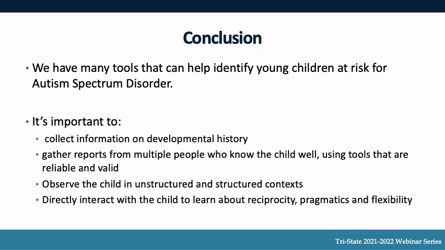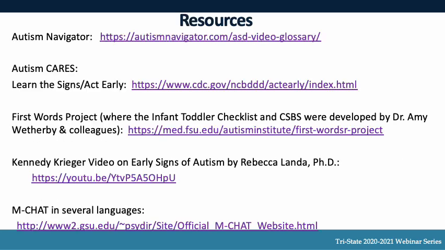Also hope that you'll take away the message that it's really important to address this evaluation in a comprehensive way, and we outlined 5 elements of that evaluation process today: developmental history, reports from multiple people using well-validated measures, observing the child in structured and unstructured contexts, and directly interacting with the child to look at reciprocity, pragmatics, and flexibility.